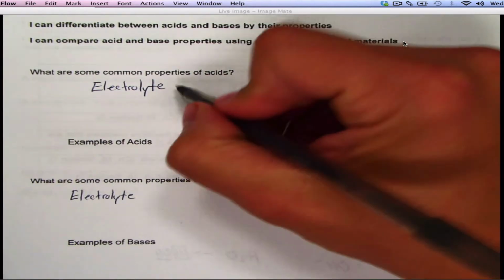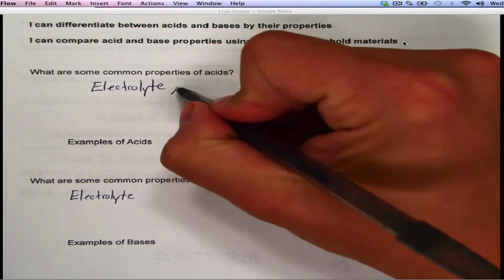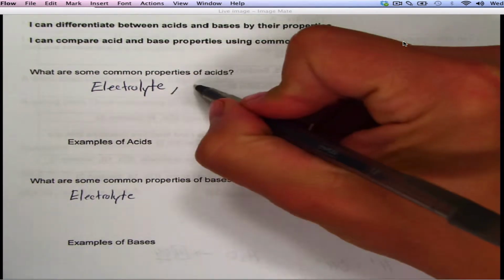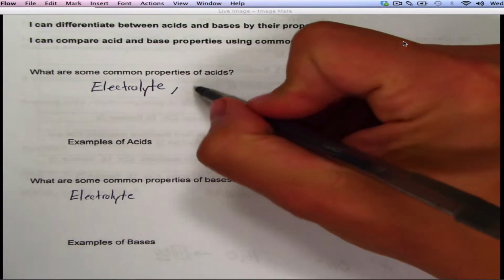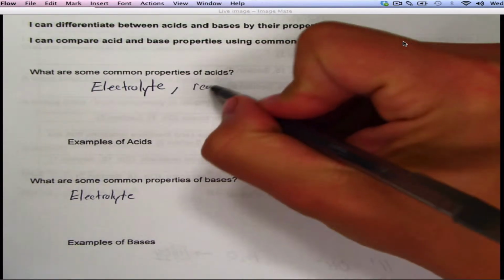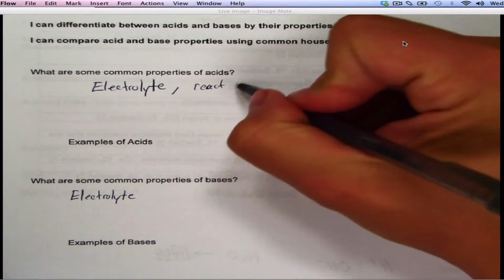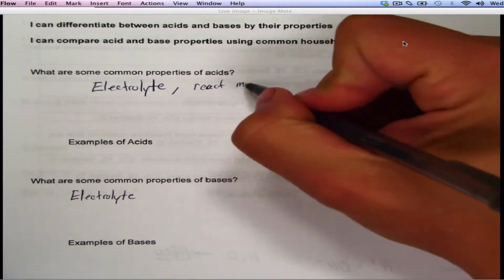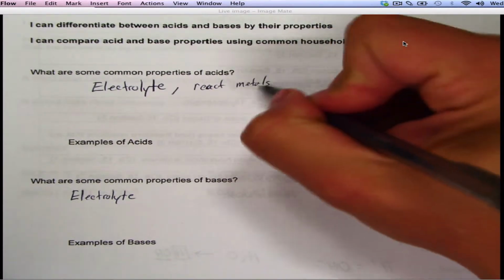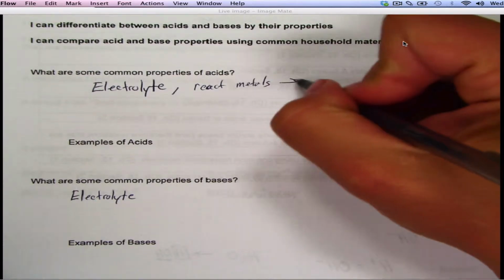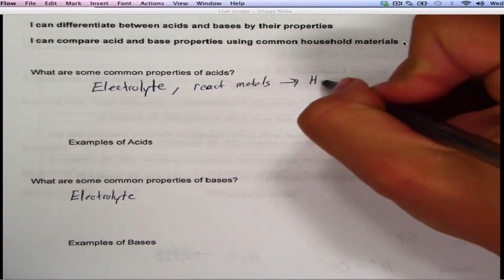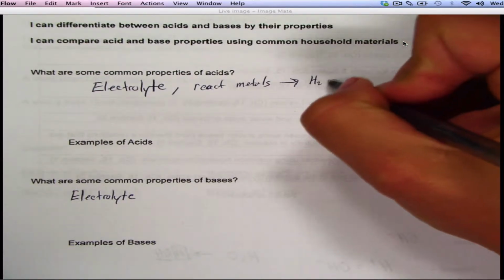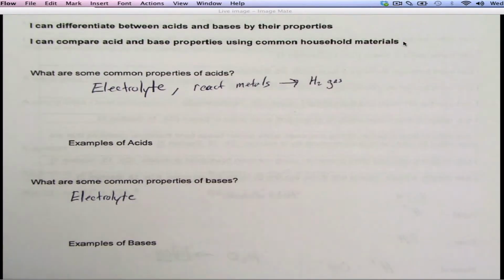Second thing that you need to know about them is that acids normally, not always, I mean not every metal, but they react with metals to form hydrogen gas. In other words, they give off hydrogen gas. That's a common characteristic of an acid.